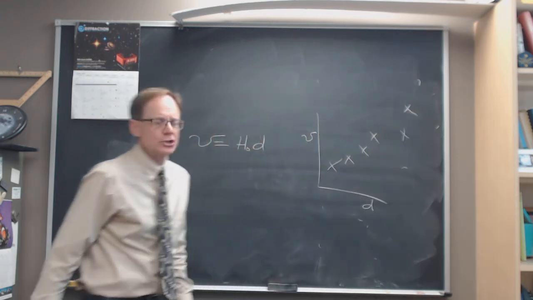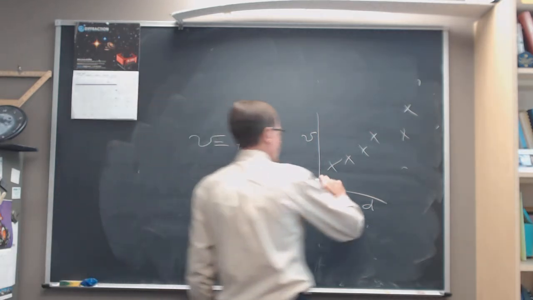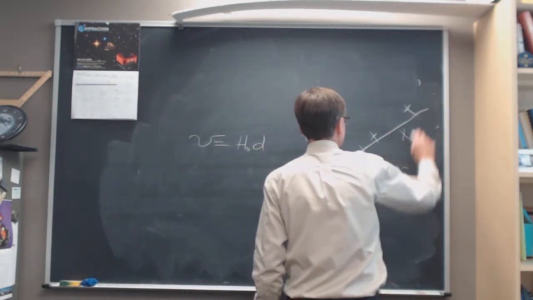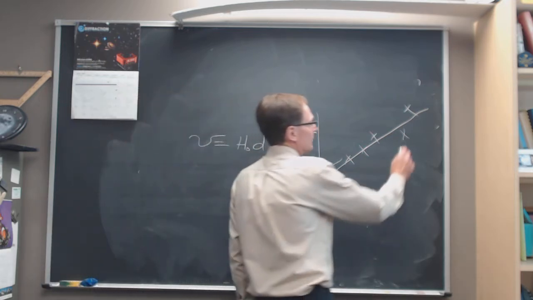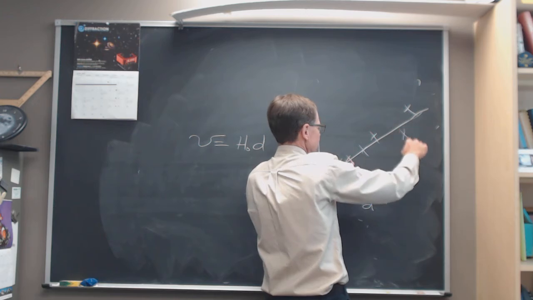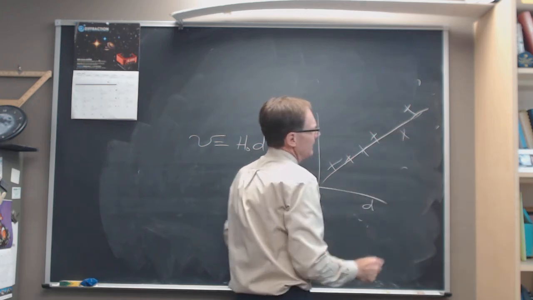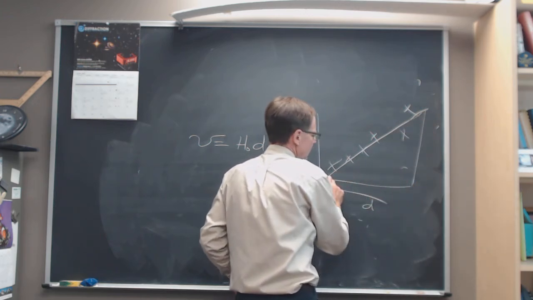And that line should have a slope. We draw a best fit line that goes through there. Again, let the computer do it, if you've got software to do it for you. But draw a best fit line so you've got some points above and some points below the line. And then find the slope.